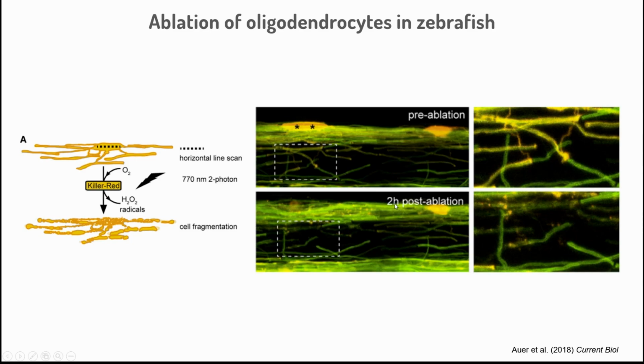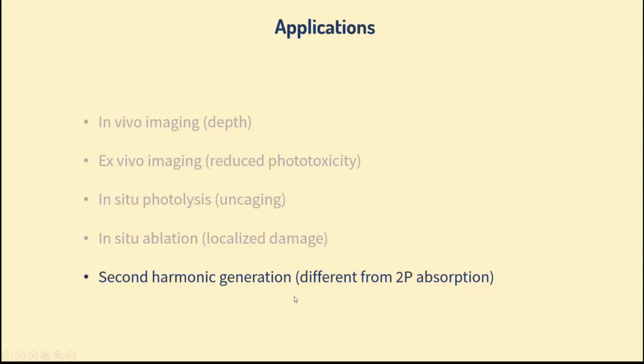Normally in the mouse brain you have to wait days for this to happen, but in zebrafish they could already see that some myelin was forming really fast.